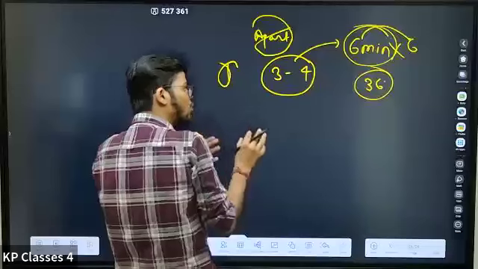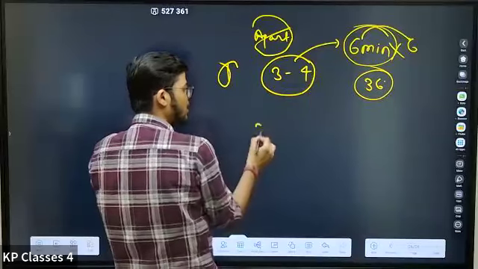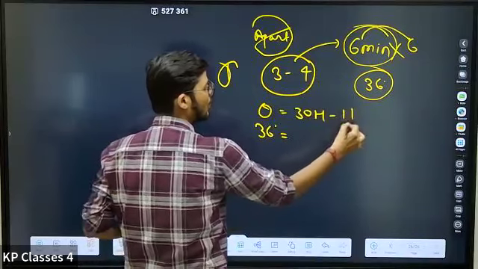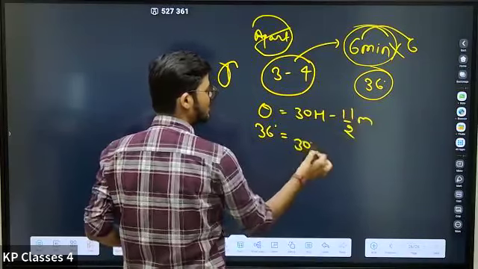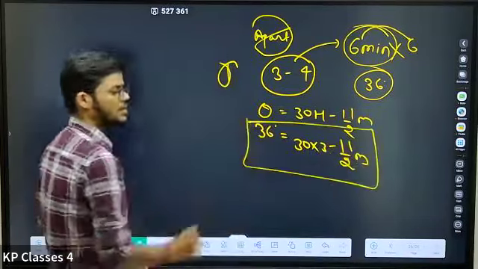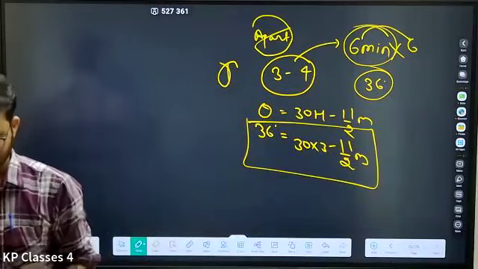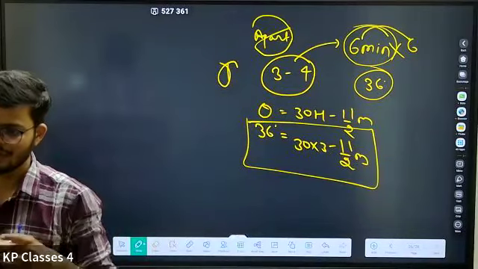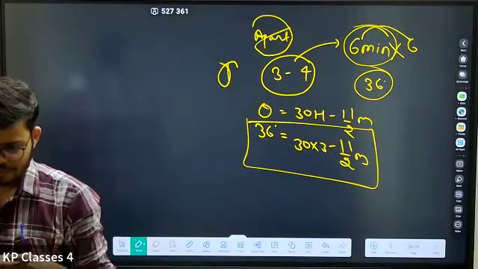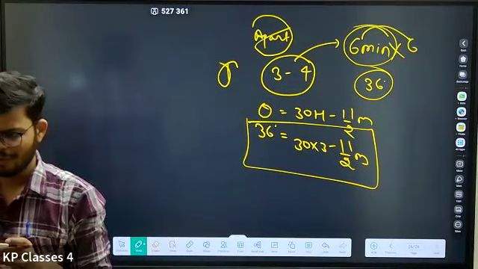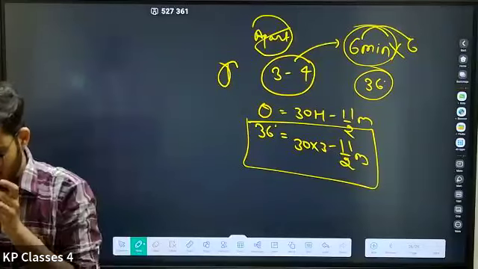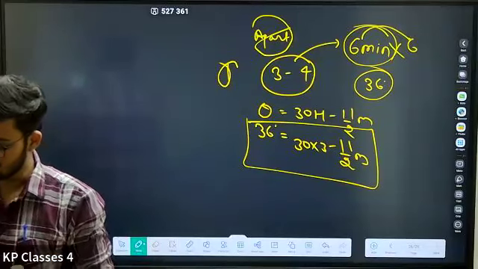So the question says at what time between 3 and 4 the hands of the clock will make an angle of 36 degrees. So theta is equal to 30h minus 11/2 m. Here 30 into h, which is 3, minus 11/2 m, and that is how you'll get the answer. Are you able to understand this type? Between 3 and 4 the hands of the clock will be 6 minutes apart. 6 minutes apart means we will find the angle for the same and we'll get the answer. Chalo, now we are done with the clock.